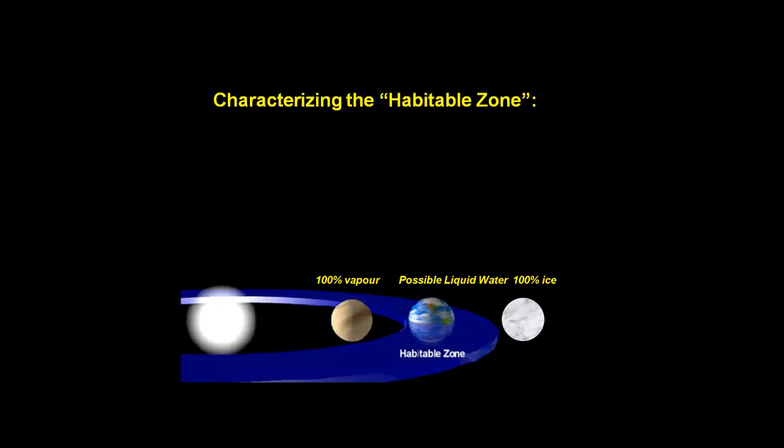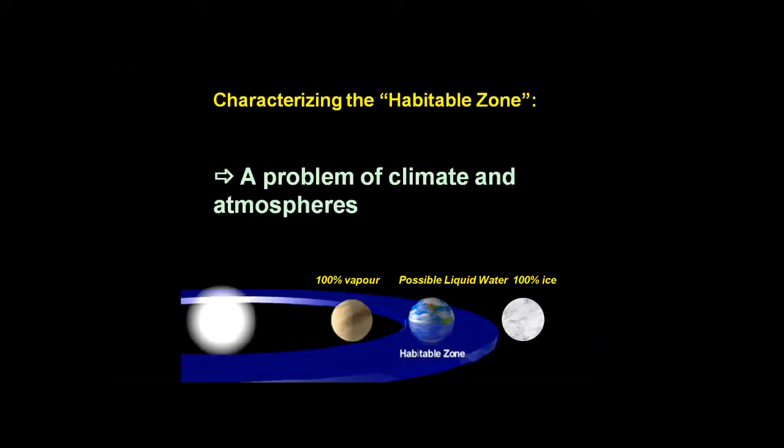So now, the key question is how to characterize the habitable zone. Again, I'm repeating, having liquid water on the surface, first you have to assume that you have some water available on the world, but then it's a problem of climate and atmosphere. And so that's really what I do. It's really the science we do in our lab and many other teams around the world.